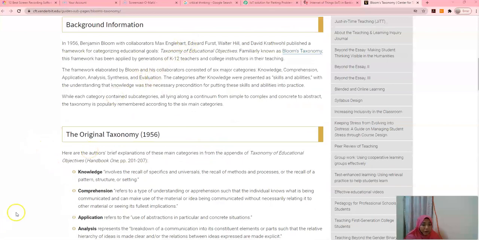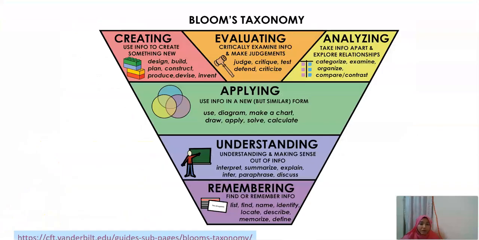So we look back at our slide. This is Bloom's taxonomy. The first level is that you just remember what you have learned. Remembering means find or remember information, list. In terms of assessment, an example of a question we normally ask in the final exam is: please define critical thinking. That is a skill for remembering, the first one. You just memorize what you have learned.